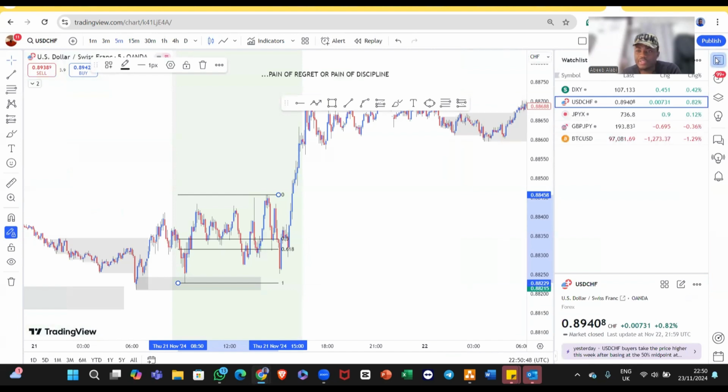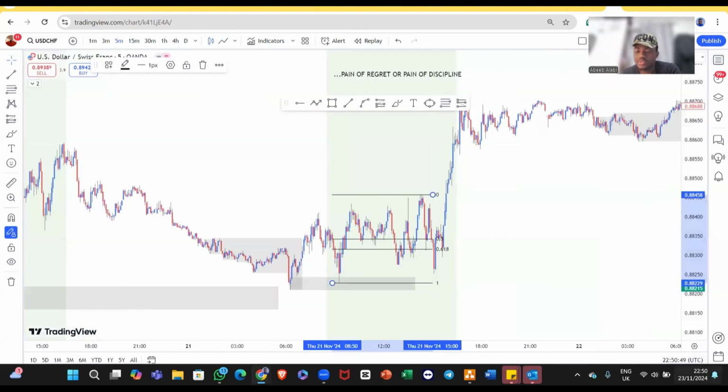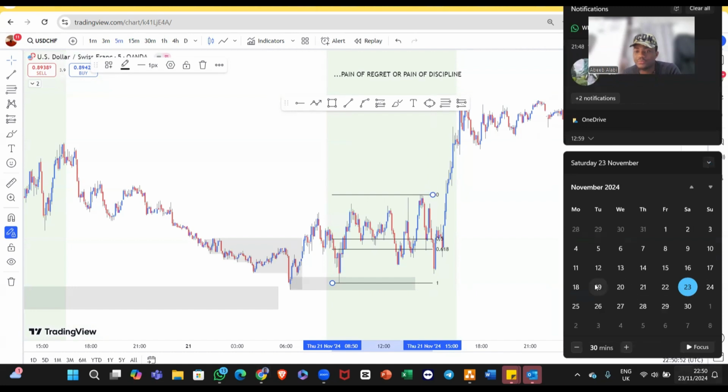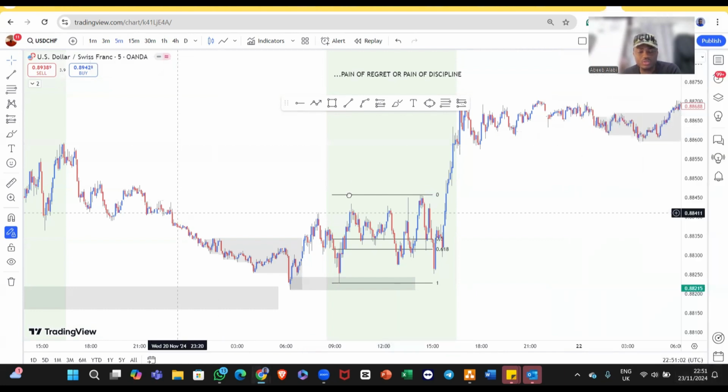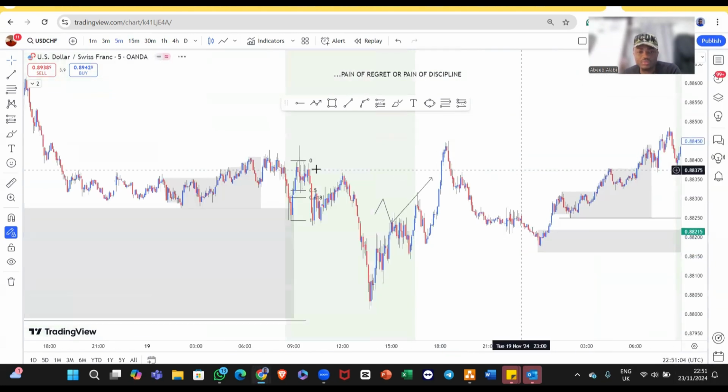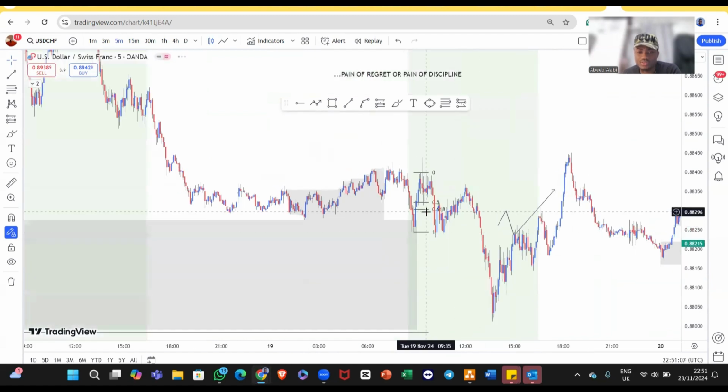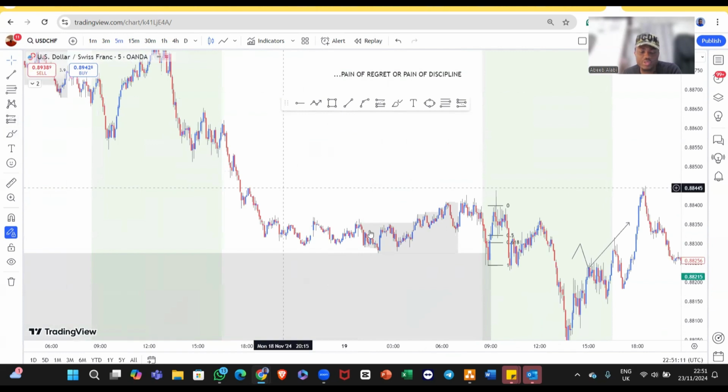So how did my week start? The week started on the 18th of November 2024. I took 2 losses on this pair, USD CHF pair.